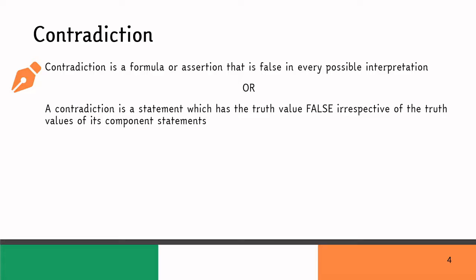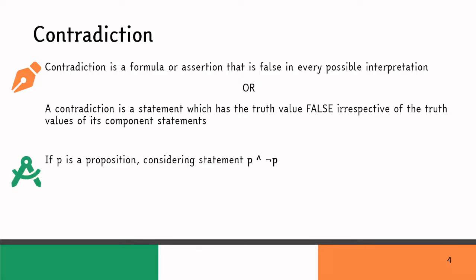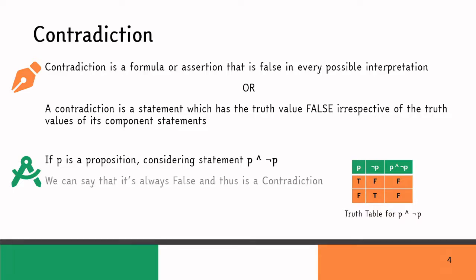For example, taking the case of the statement P and negation of P. This proposition could be understood by mapping the truth table of its constituents and then applying the AND operation. P and negation of P shows all values as false, and thus we can say that P and negation of P is a contradiction.